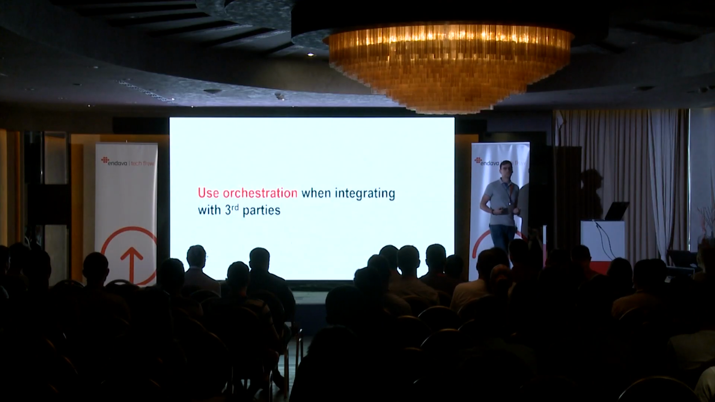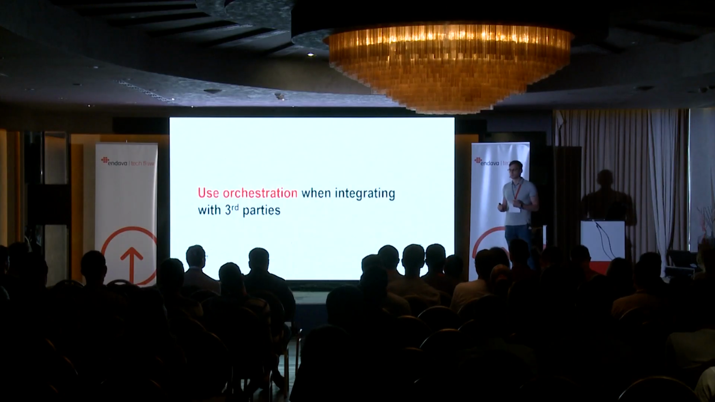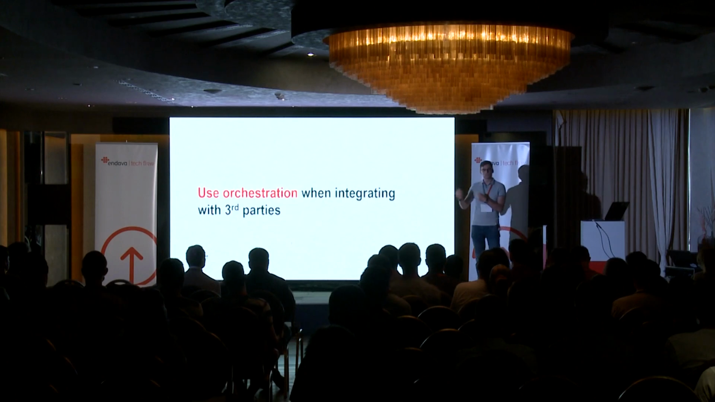Use orchestration when integrating with third-party systems. So basically, we put a gateway in front of every third party that we use. And when we send a request to the gateway, the gateway then handles the orchestration and talks with the third party, for example, a credit card processor or a shipping API.